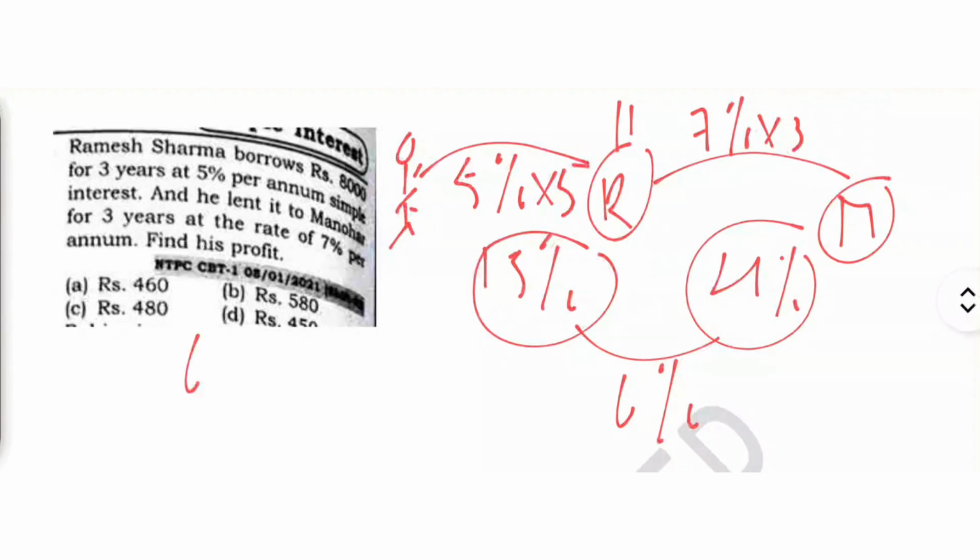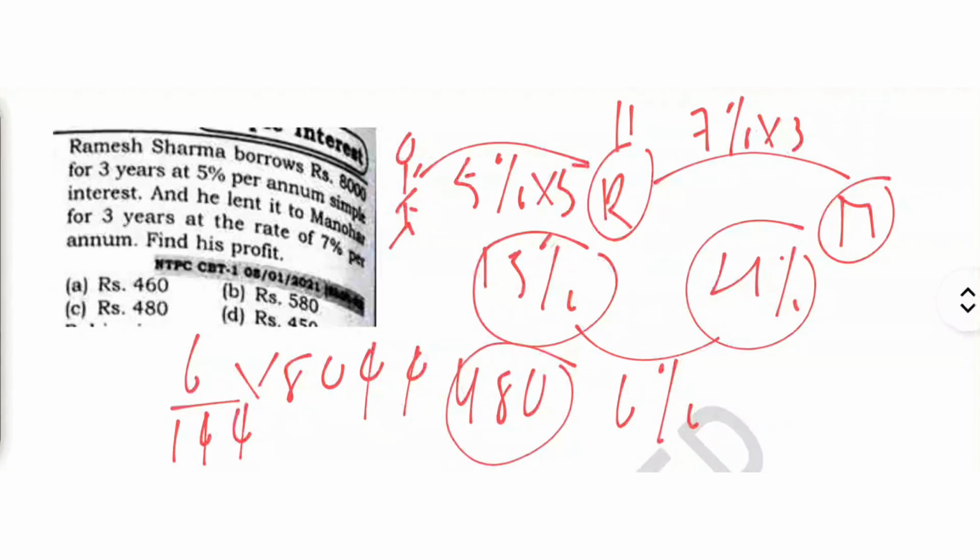And 6% of what? 6% of your principal. As I told you, it's always on principal. This and this gets cancelled, so 6 8s are 48 and 0, so 480. Simple.